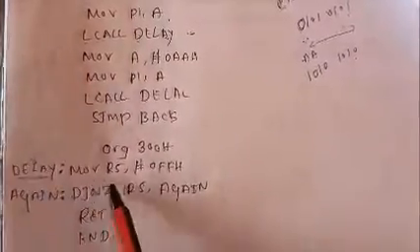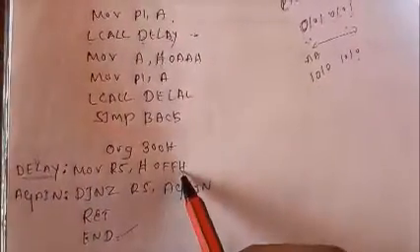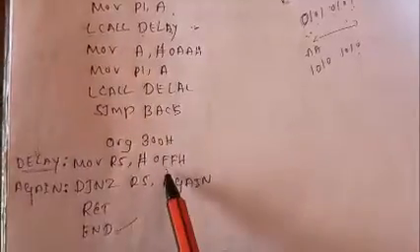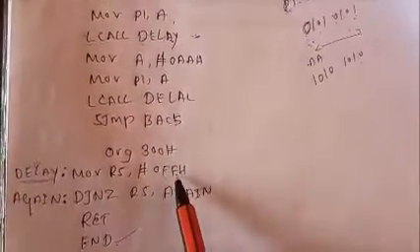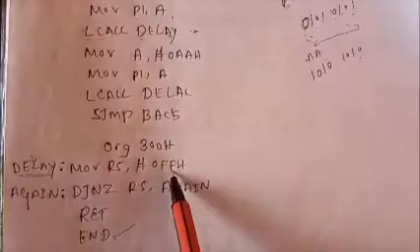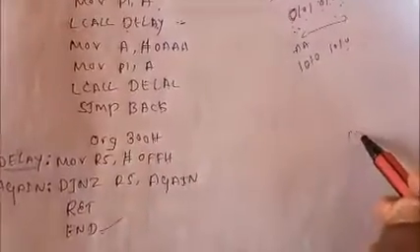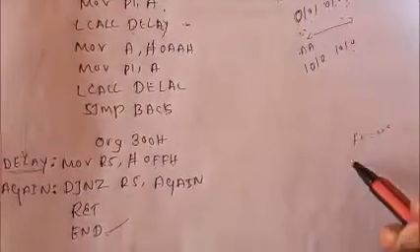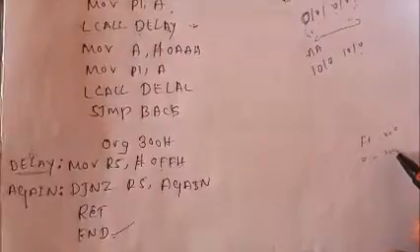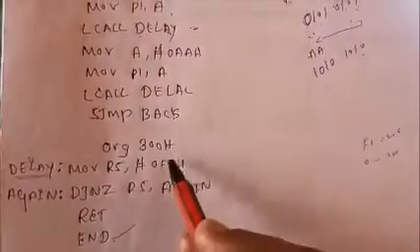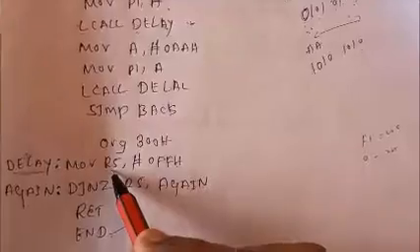I have written MOV R5, #0FFH. So that means I have loaded FFH. FFH is nothing but 0 to 255, that means 255 is the value. FF is 256 counts, so I am going to start the count from 0 to 255. So this value 255 is going to be loaded into R5.